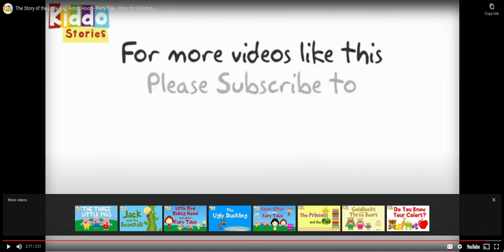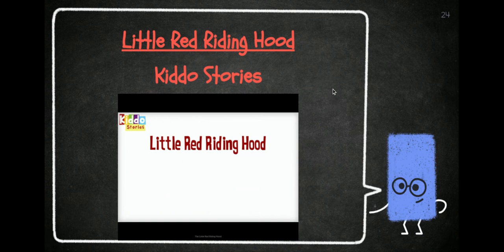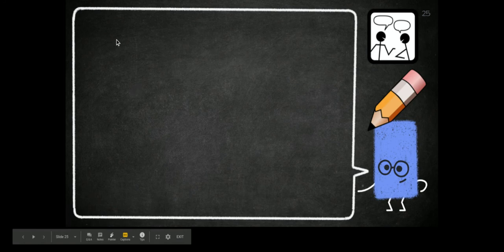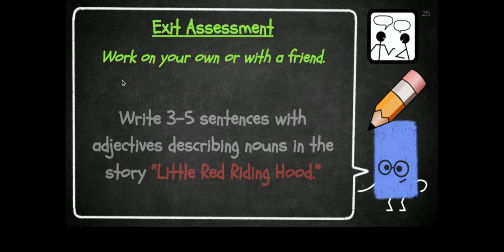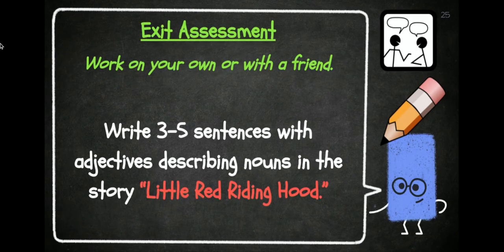Okay, thank you, Kiddo Stories. So now that we have a refresher of Little Red Riding Hood, let's go back to the exit assessment. Please work on your own or with a friend. Write 3 to 5 sentences with adjectives describing nouns in the story Little Red Riding Hood. Pause the video to complete the lesson and unpause when you are ready and finished.